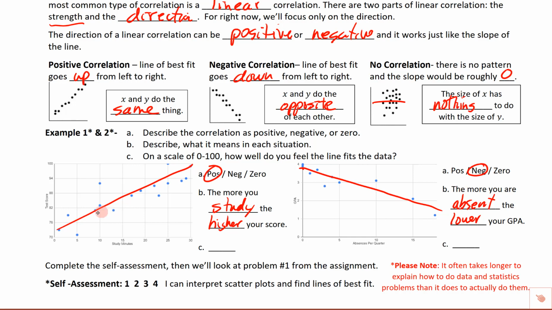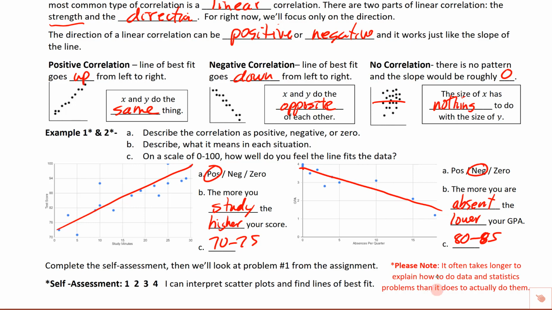And then the last thing it says, how well do you feel the line fits the data? Well, this is pretty good, but we need to rate it on a scale of 100. And if I had to say, I think this one fits it a little better than this one right here. I think they both do a pretty good job. So I might give this like a 70, and I'd maybe give this like an 80 or an 85, okay? Maybe 70 or 75 on this, somewhere around there. Again, there's no perfect answer to this.